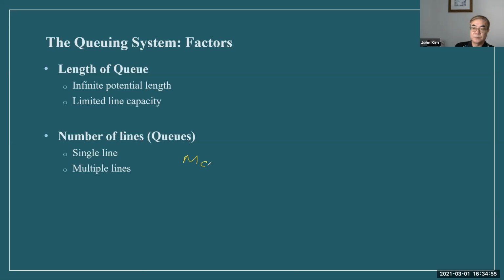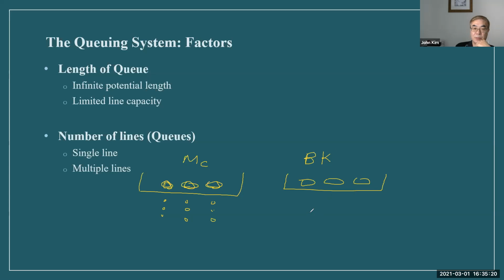McDonald's, at each station, if they open multiple, then they form multiple waiting lines. But Burger King, they open multiple stations, but make one line here and then distribute like this. So McDonald's uses multiple lines. Burger King uses a single waiting line, and when a station is open, just distribute like this.